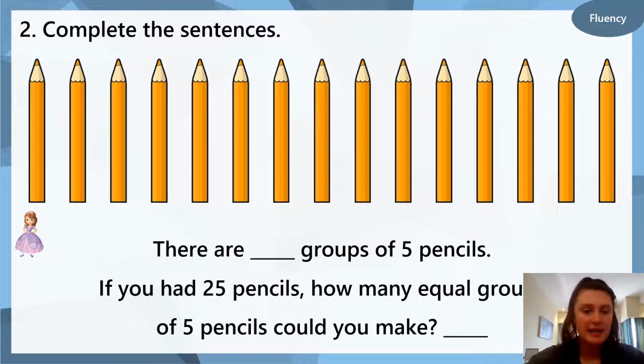Next part of the question, if you had 25 pencils, how many equal groups of 5 pencils could you make? So what we can do, you can take 25 counters in your home and put them into groups of 5. These pencils are less than 25, so we can't use the picture for these ones. So I want you to take 25 counters and put them into equal groups of 5. How many equal groups can we make?